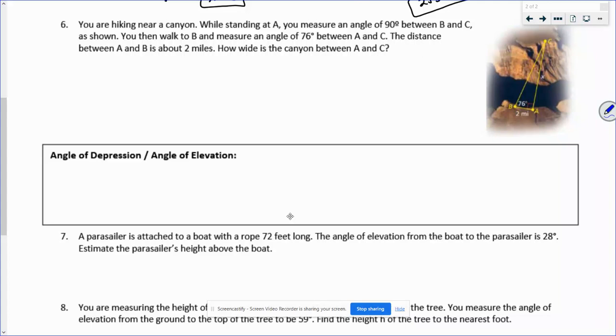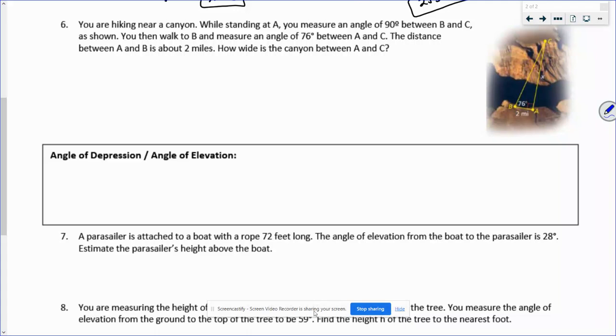All right, final video of section 9.1, or I hope to be the final video. Hopefully, coming off of video part 3, we know how to use sine, cosine, tangent to find missing sides and angles. So let's finish this thing up.